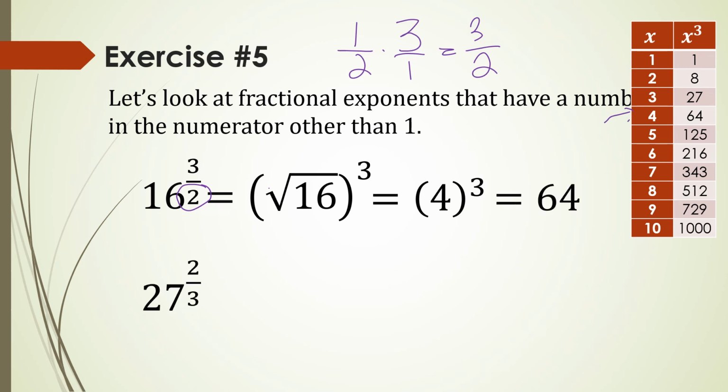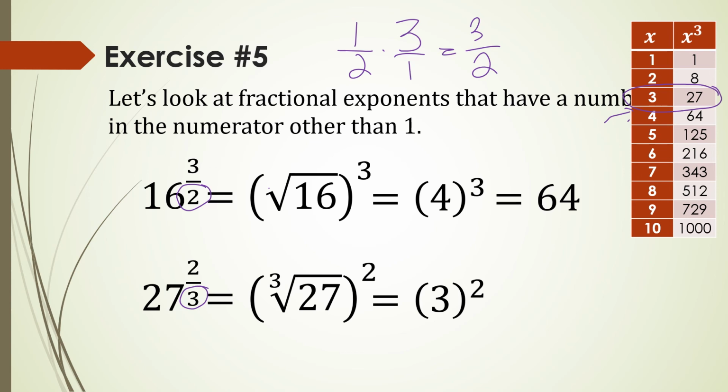Let's do another one: 27^(2/3). Let's start with this 3. What does this 3 mean? Because it's in the denominator of my exponent, it means it's a root. So I can write my problem like this: I need to figure out the 3rd root, or the cube root, of 27 and then take that answer to the 2nd power. Well, I see that 3 to the 3rd power gives me 27, so the cube root of 27 is 3. Now I have to take it to the 2nd power, so the answer is 9.